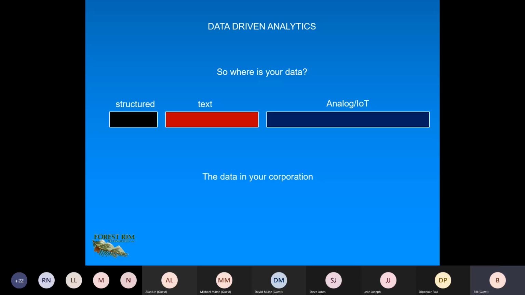Now let's go to textual data. What do we mean by textual data? Well, it turns out textual data is everywhere. We have textual data in email. We have textual data in call centers. We have textual data in contracts. We have textual data in memos. And if you look in the corporation, there are many, many places where we have textual data.